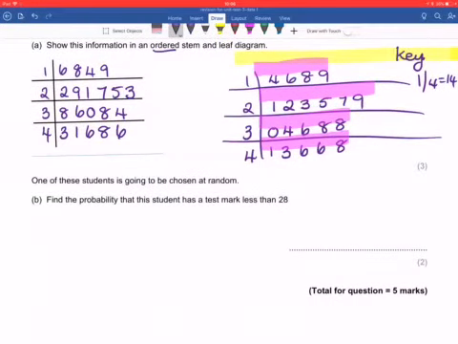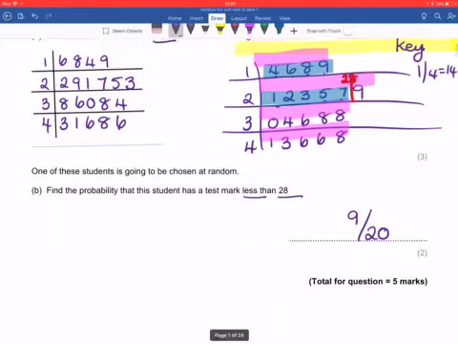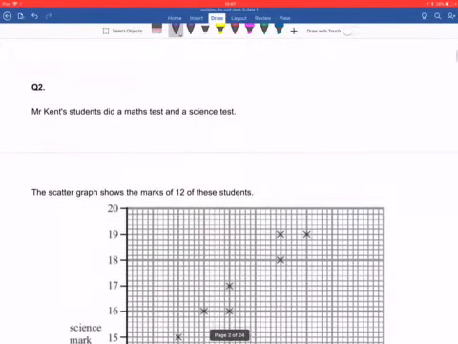Okay, so one of these students is going to be chosen at random and find the probability that they have a test mark less than. First time I did it, I read it as more than. Right, 28 would go here. So I'm going to see how many are in that category. I count them up, 1, 2, 3, 4, 5, 6, 7, 8, 9. So that is 9 out of 20. And I'd simplify it if it could. So you need to be really careful. Remember, 9 is just the amount. A probability is always between 0 and 1.